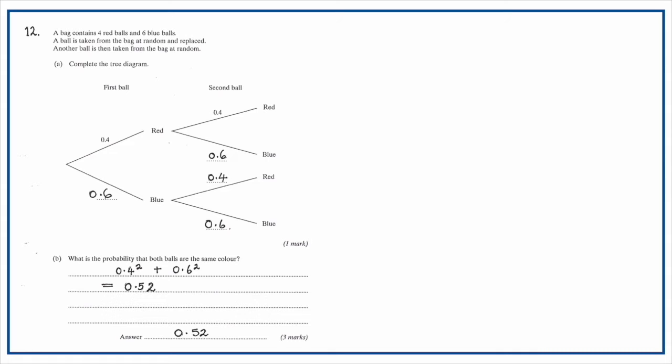And part B, what is the probability that both balls are the same color? For both balls to be red is 0.4 times 0.4, i.e. 0.4 squared. For both balls to be blue is 0.6 times 0.6, so it's plus 0.6 squared, which equals 0.4 squared plus 0.6 squared equals 0.52. So the probability that both balls are the same color is 0.52.